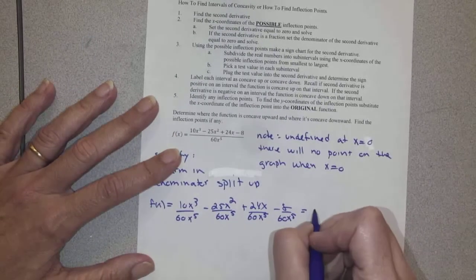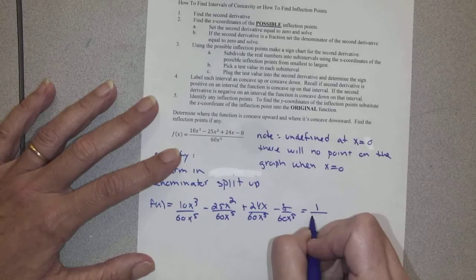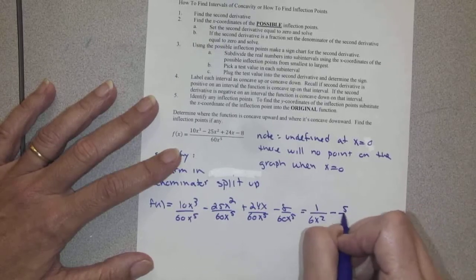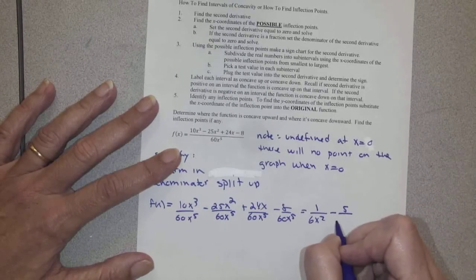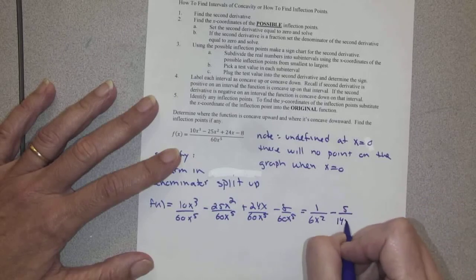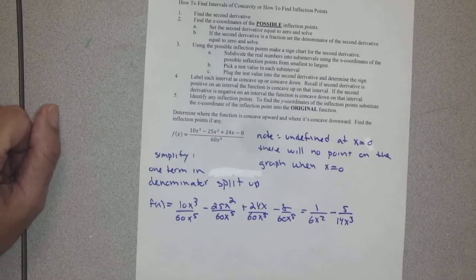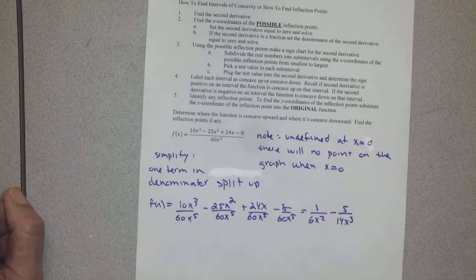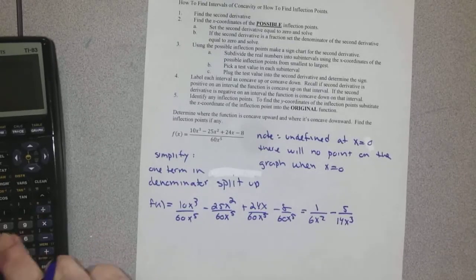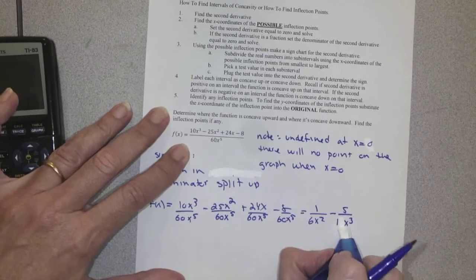And what that's going to give me is 1 over 6x squared minus, divide both those by 5, 5 over 12x cubed. 60 divided by 5 is 4. No, it's not. I can't do that in my head. 60 divided by 5 is 12. I should have known that.